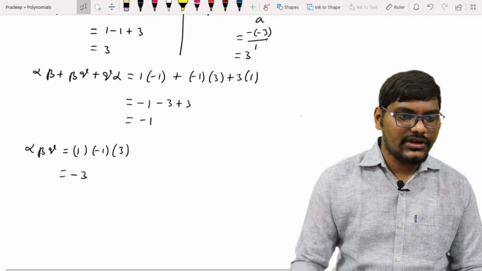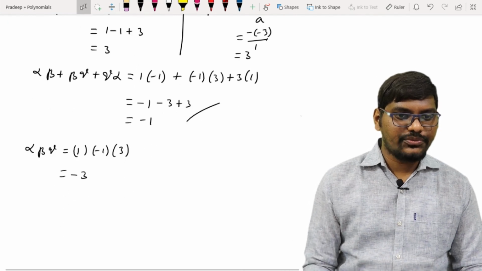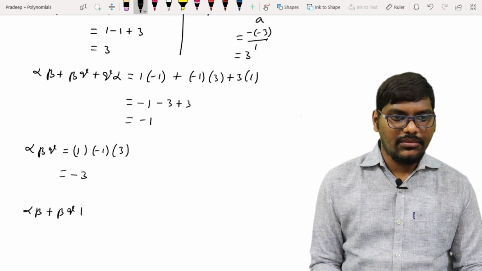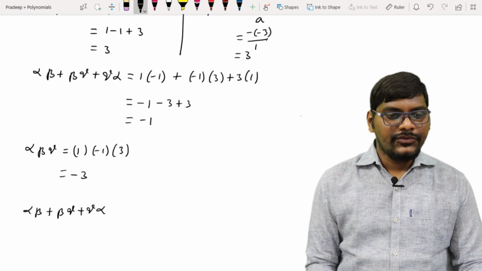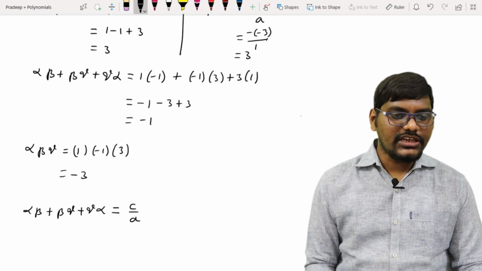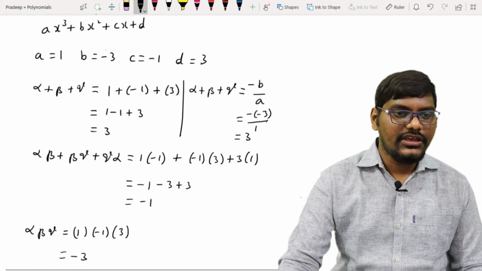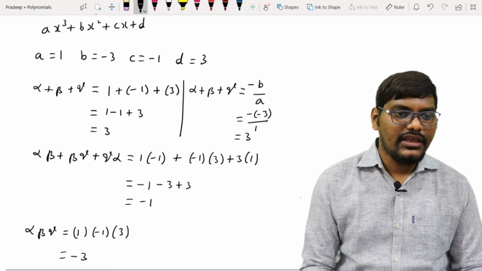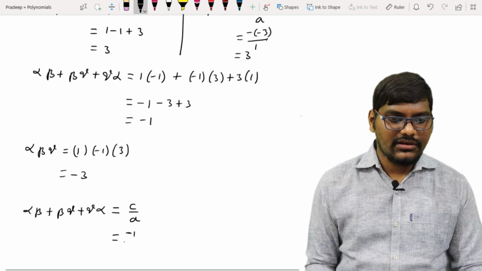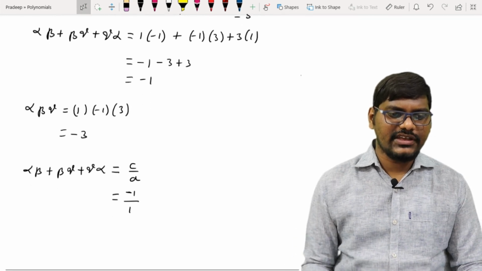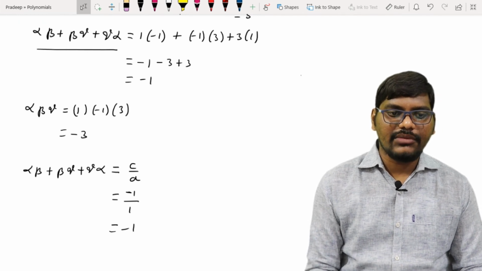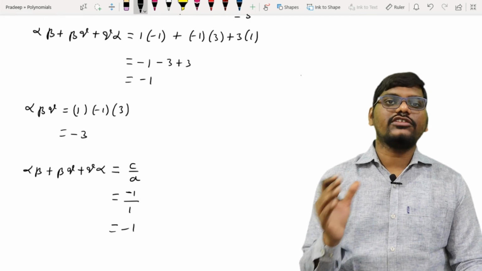We'll see this particular part also. For alpha beta plus beta gamma plus gamma alpha, there is no space, so I'm just doing it over here. So alpha beta plus beta gamma plus gamma alpha is equal to c by a. Now c by a, we'll just see the values. c is minus 1, a is 1, so I can write here minus 1 by 1. Minus 1 by 1 we can simply write as minus 1. See here, alpha beta plus beta gamma plus gamma alpha we got minus 1, so this also we got minus 1, so this is also perfect.